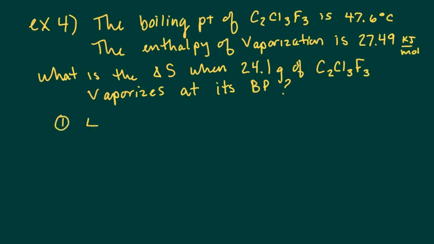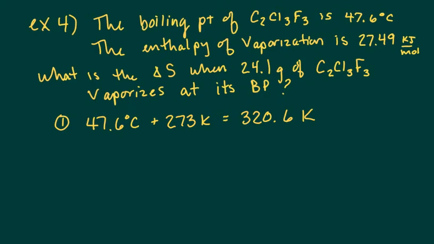So we're given 47.6 degrees Celsius. We're going to add 273 Kelvin to get 320.6 Kelvin. Okay, so that's going to be our T.